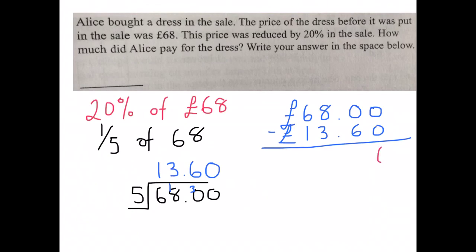0 take away 0 is 0. 0 take away 6 we cannot do, so some exchange. 10 take away 6 is 4. 7 take away 3 is 4. 6 take away 1 is 5. So the dress in the sale will cost £54.40.